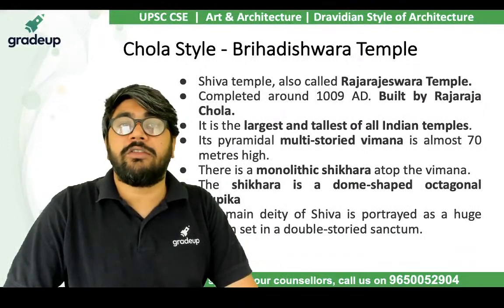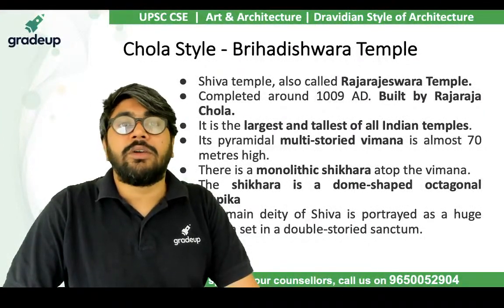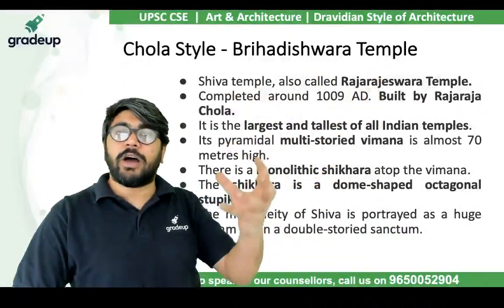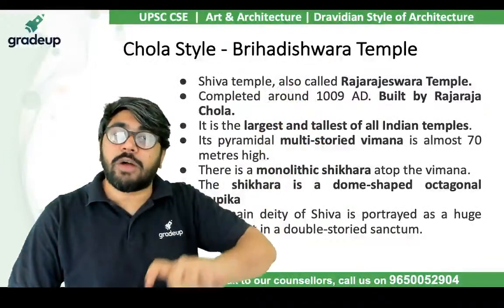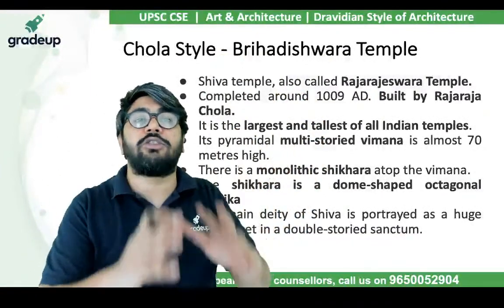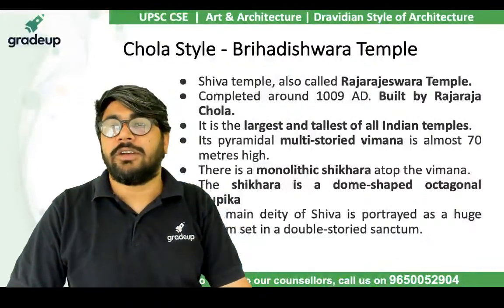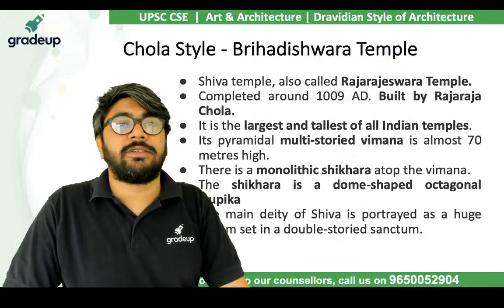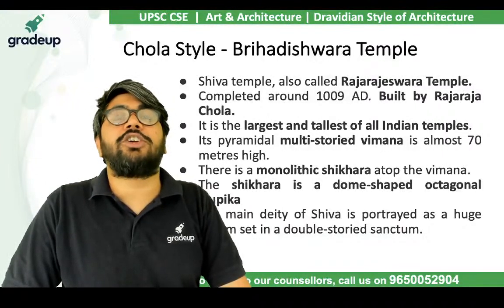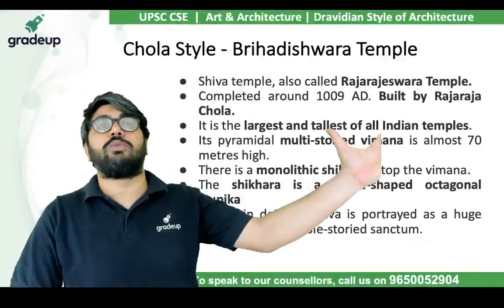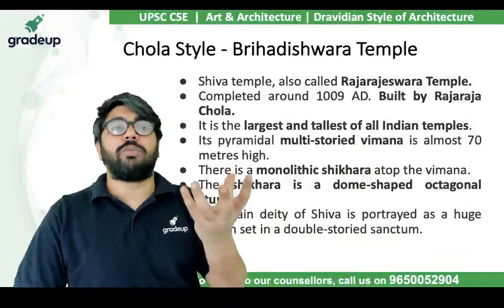70 meter high है ये Viman इसका. And there is a monolithic shikhara atop the Viman. जैसे मैंने बताया ना आपको पहले कि विमान के ऊपर शिखर देखने को मिलता है, और ये पूरा का पूरा एक ही स्ट्रक्चर है, मोनोलिथिक है, which means the शिखर has also been carved out of the same rock. ठीक है. So शिखर is a dome shaped octagonal stupika. जैसे मैंने बताया था ना वहां पे आपको कुपोला के फॉर्म में होता है, octagonal stupika.